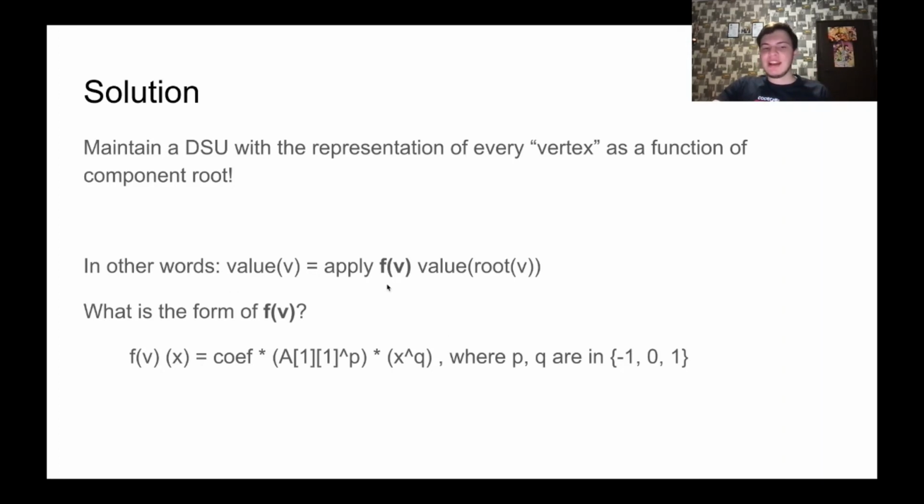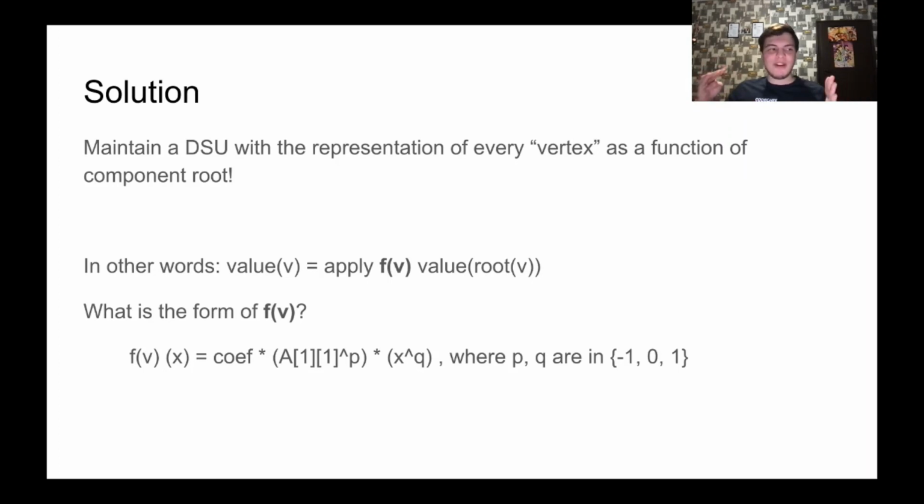What we need to notice, which is maybe the hard part, is that the form of this function is actually relatively simple. It's basically a coefficient multiplied by the value of the main cell, the cell from (1, 1), the origin, to some power of p, multiplied by x to the power of q. X is the function we apply the result to, where p and q, the powers, are either -1, 0, or 1.